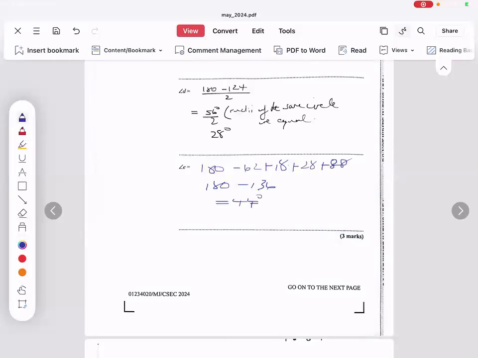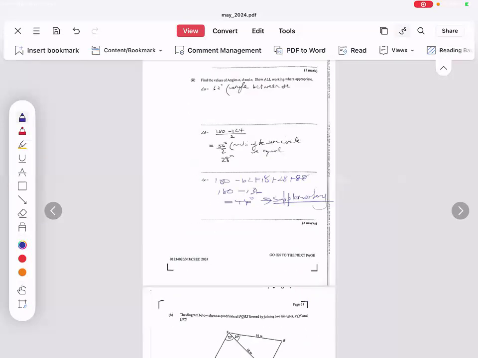All right, but you have to give a reason for that now. You're going to say supplementary angles. Angles in a triangle are supplementary, so you'd say supplementary angles. And that's it.